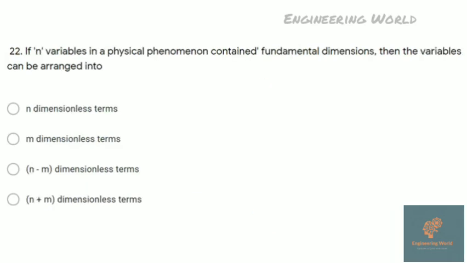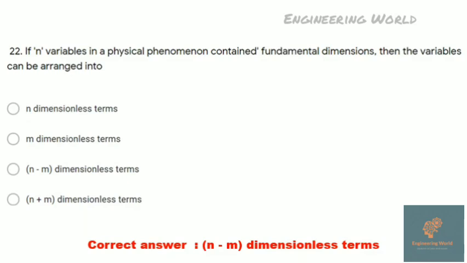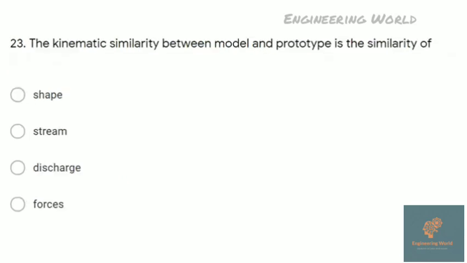Then if n variables in a physical phenomenon contain m fundamental dimensions, then the variables can be arranged into n minus m dimensionless terms. Okay, then the kinematic similarity between model and prototype is similarity of velocity, acceleration, discharge, that is kinematic terms. So the correct answer is discharge. In this way we conclude this chapter.